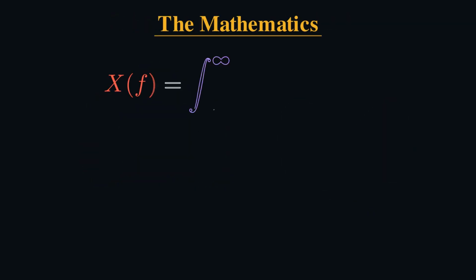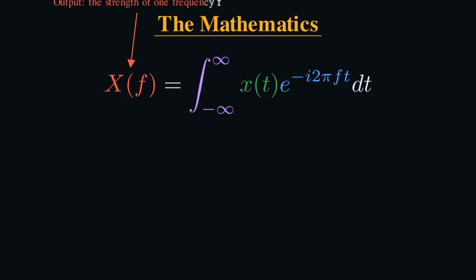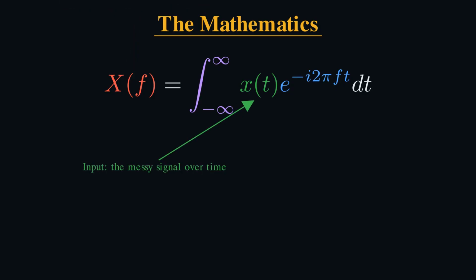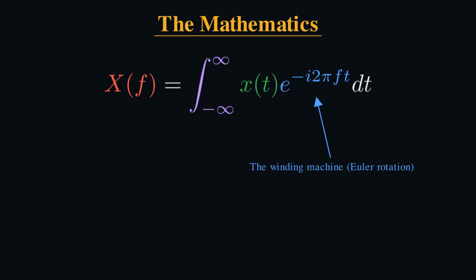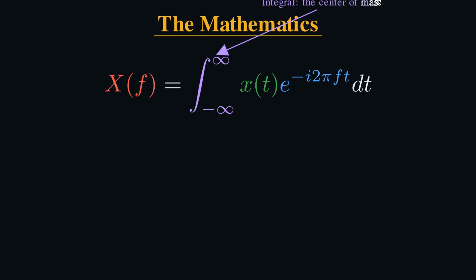Now the formal equation. Do not let the calculus intimidate you. Every single piece has a clear, physical meaning that we have already seen. On the left, capital X of f is our output, the strength and phase of one specific frequency hidden in the signal. On the right, little x of t is our input, the messy signal measured over time. This rotating term, e to the minus i 2 pi f t, is the winding machine from Euler's formula. It wraps the signal around a circle at frequency f. And the integral sums it all up, computing the center of mass of that wound-up signal. When a frequency is present, the mass bulges to one side. If not, it cancels to 0.